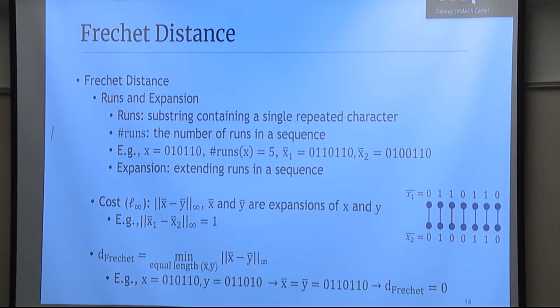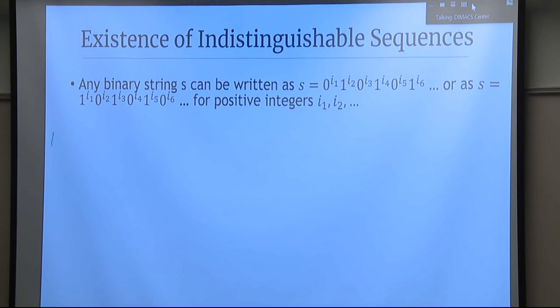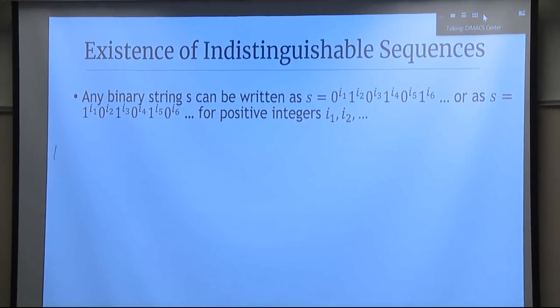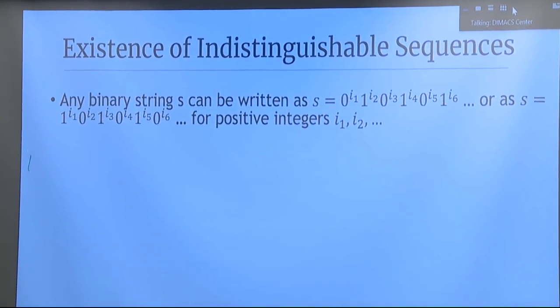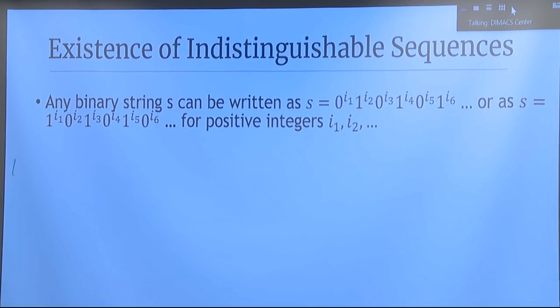Frechet distance has some problems in this recovering the secret model, because there are pairs of secrets that can't be distinguished by any queries. Let me just illustrate that to you.